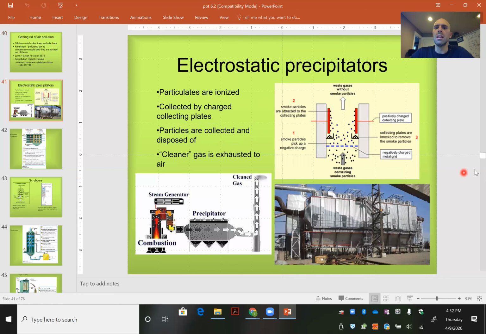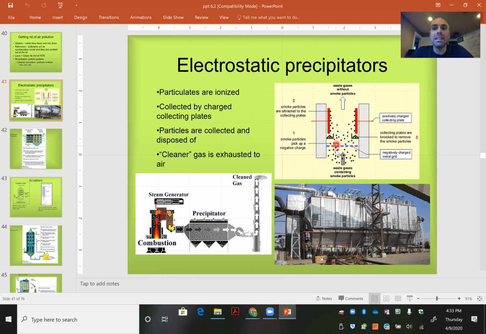All right, moving on. Now if we're talking industry removal of pollutants, we're talking about electrostatic precipitators. I don't know about you, but electrostatic precipitators, man, that is just a satisfying word to say. Electrostatic precipitators. What do you think? An electrostatic precipitator is a way to clean or remove pollutants from gases before they are released into the atmosphere. So particulates are ionized. They are collected by a charged plate. The particles are then collected and disposed of, and the cleaner gas is then exhausted into the air.